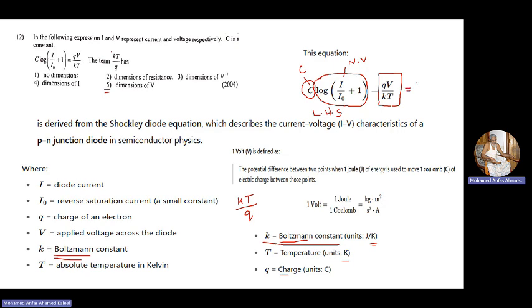It means its dimension is 1. So what is kT over q? By dimensional analysis, we can derive that the term kT over q has the dimension of V. So both ways we have derived the term kT over q's dimension: it comes out as the dimension of voltage.